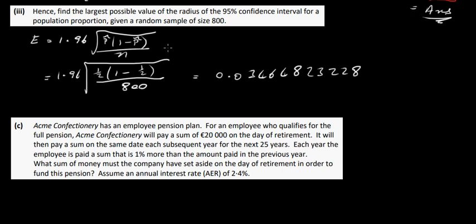So that's it. We were asked to find the largest possible value for the radius of our 95% confidence interval. So whatever our p hat is, whatever our sample proportion is, we're going to add and subtract this. So this will give us our actual radius. So this is our answer here.